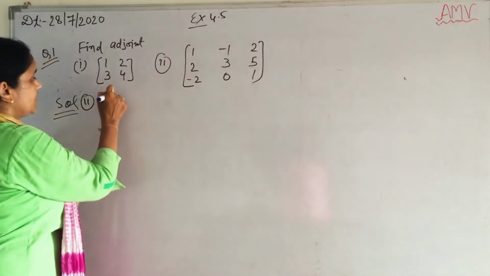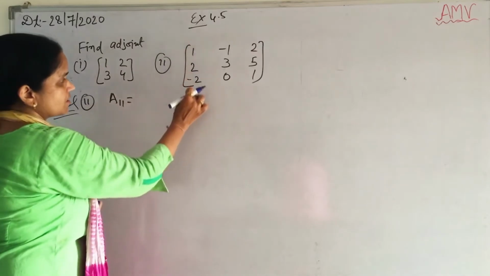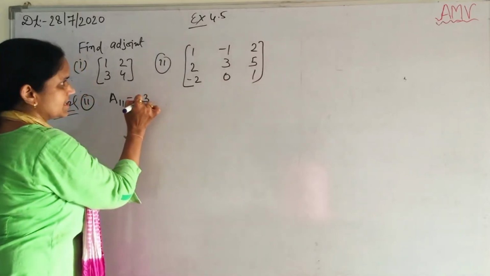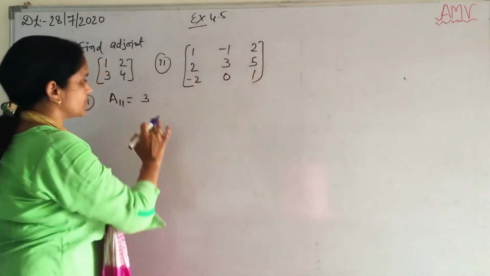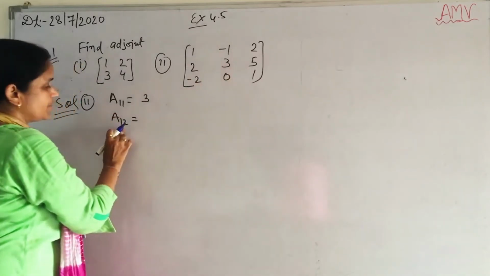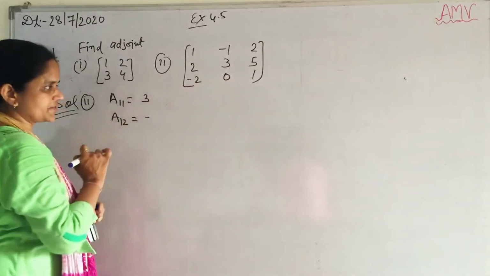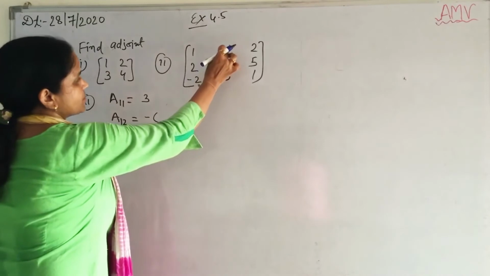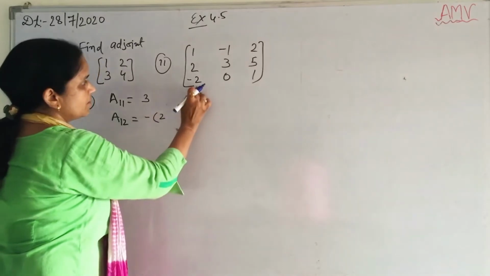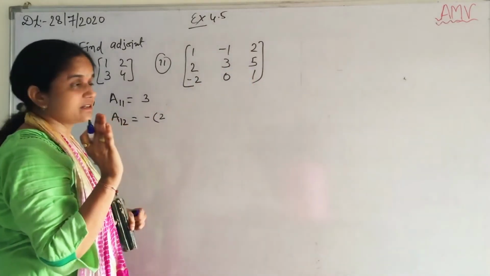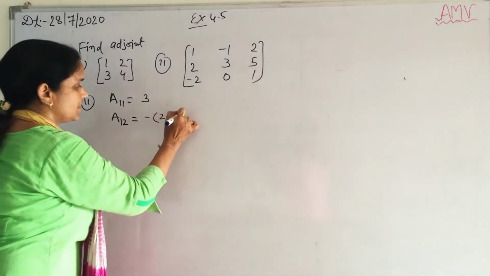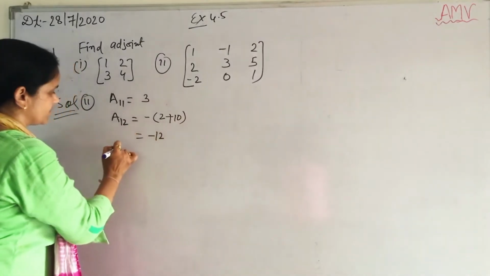For this second part, A11: first column, first row will cancel. You have to multiply 3 into 1, it's 3, and 0 into 5, it's 0. So here it's 3. Now A12. A12 means here 1 plus 2, 3. Take it to a negative sign and then bracket. Okay students, the second column, first row cancel. 2 ones are 2, minus 2 multiply with 5, it's minus 10. But we have to put the minus sign. So minus minus, here it is plus 10 minus 12.